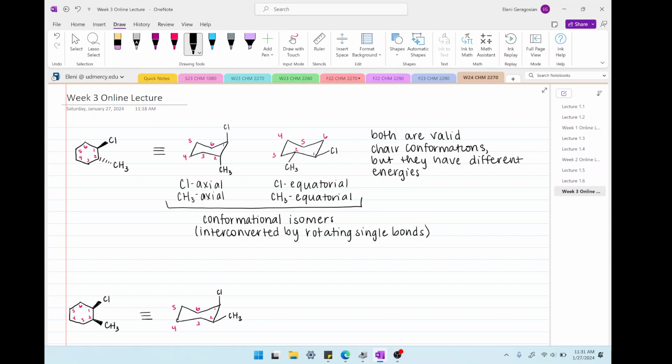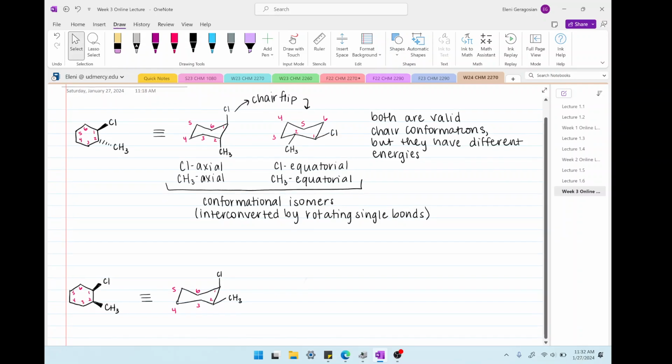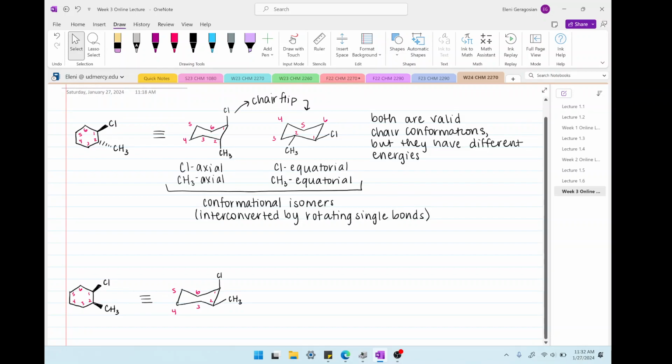We'll talk a little bit more about drawing these. Going from one to another, we say we do a chair flip. So from one, do a chair flip and you get the other. But we'll talk more about chair flips before we talk about which conformation is higher or lower energy. Let's draw the conformational isomer for that second molecule that was in our notes from Thursday.